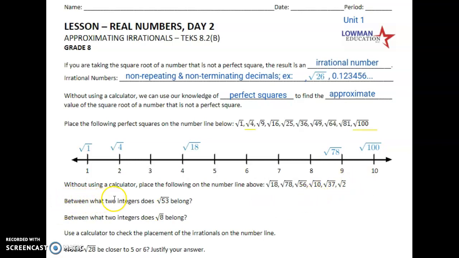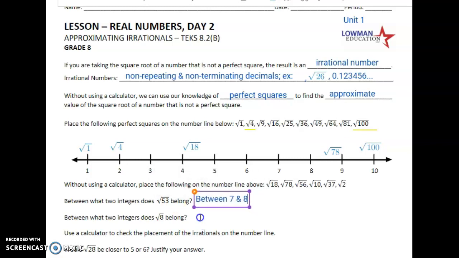It says, between what two integers does the square root of 53 land between? So let's think about that. 53. Well, I know it's got to be bigger than 5 times 5 or 6 times 6 or even 7 times 7. Let's see, 7 times 7 is 49, and 8 times 8 is 64. So I know the square root of 53 is going to be between 7 and 8.